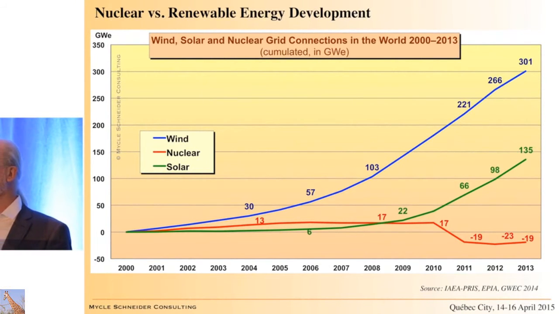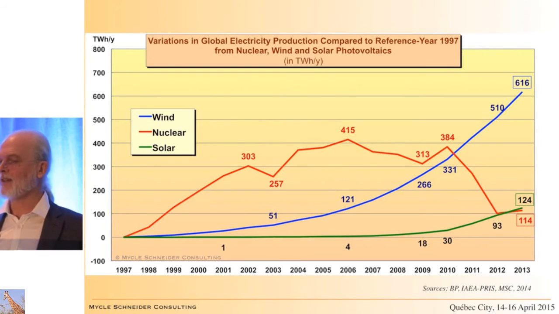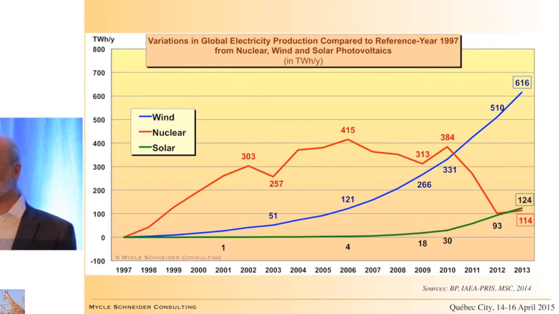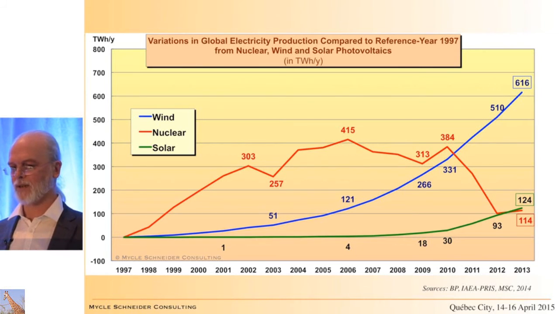Obviously, the capacity doesn't tell you the whole story. You have to look at the generation of electricity. But even in electricity terms, and here we looked at starting 1997. You remember, 97 was the signing of the Kyoto Protocol. So we wanted to know what, since the Kyoto Protocol, was actually generated in addition by nuclear, wind, or solar. And the result is really staggering, because you see that the electricity generated, added since 97 by wind is about five times as much as nuclear. And even photovoltaics just caught up with nuclear, which is quite an impressive result.